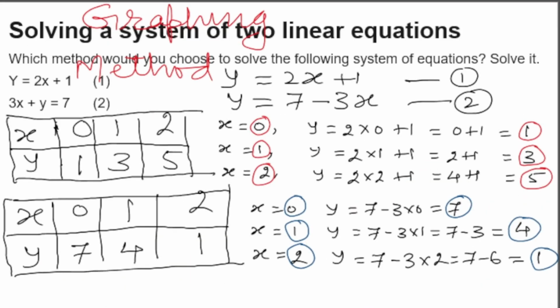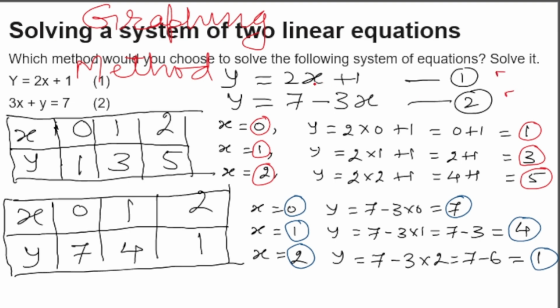In the graphing method, we have to convert both the equations into the same form to obtain the values of the variables. The first equation is already in the standard form, which is required in this case. So we'll change the second equation. It will be converted to y is equal to 7 minus 3x. That means we will shift 3x to the right hand side. When we shift 3x to the right hand side, the sign will be changed. It will be minus 3x. So these are the two required equations.